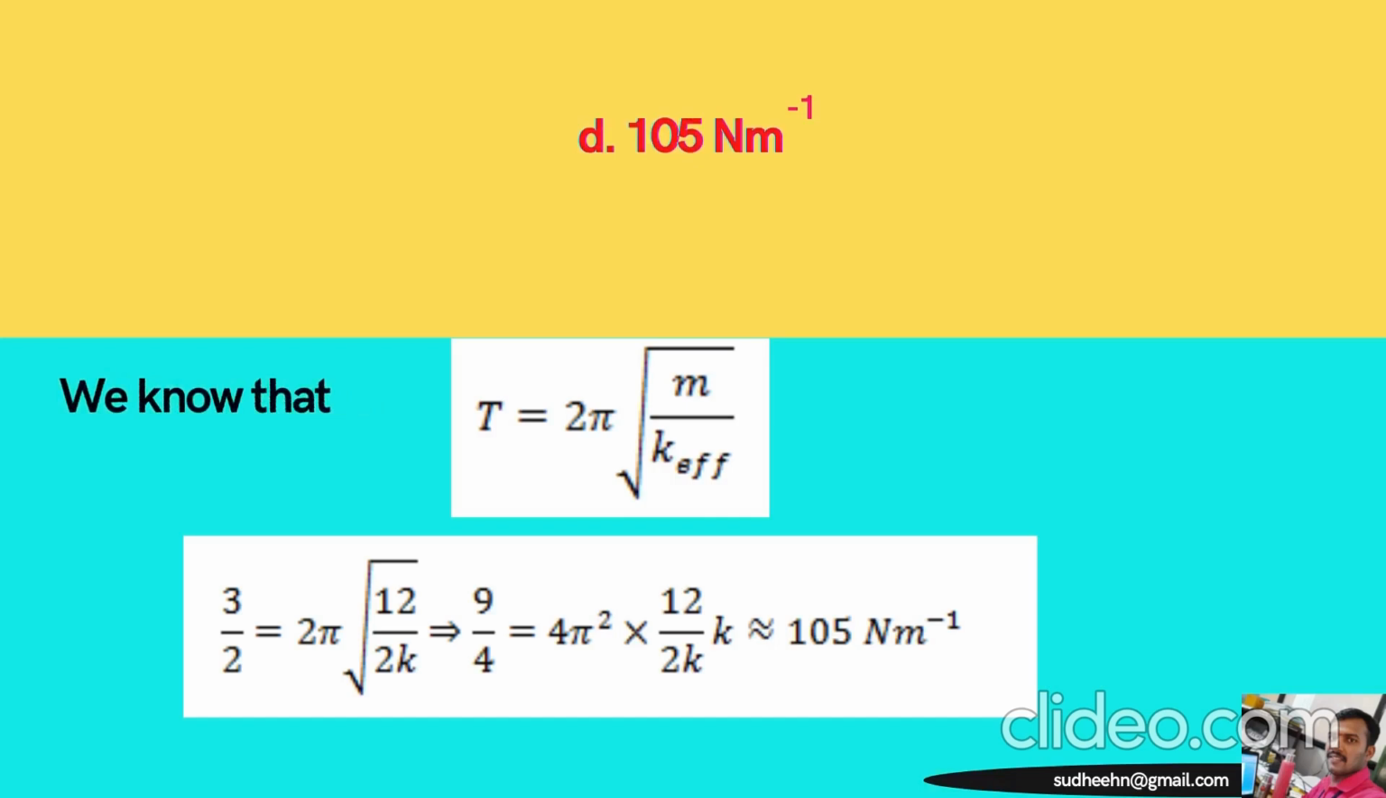That can be obtained with the help of the time period equation, T is equal to 2 pi into square root of m divided by k effective. The spring constant we get after substituting the values is 105 Newton per meter.